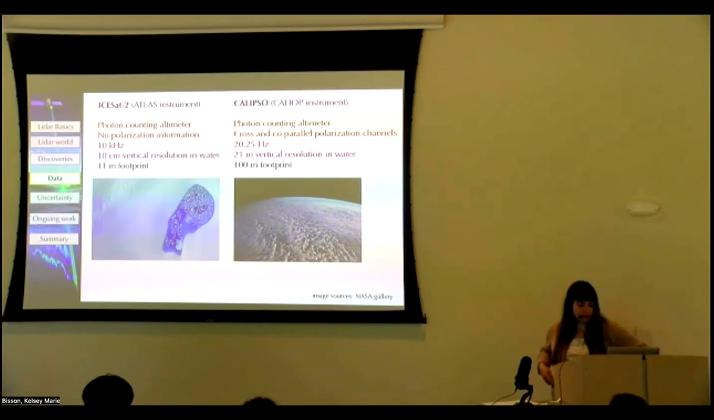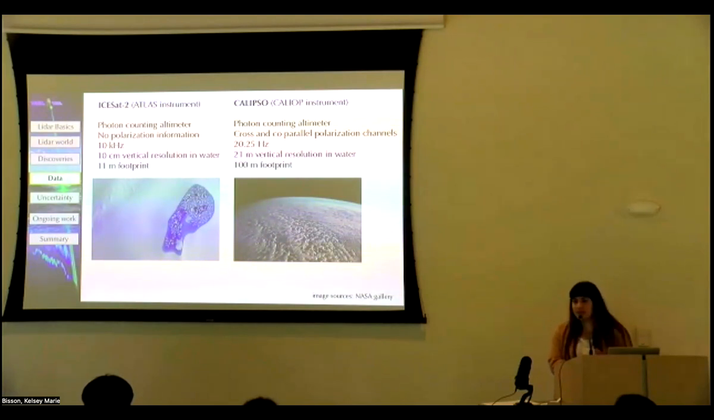In contrast, CALIPSO, which has the CALIOP instrument on board, is also a photon counting altimeter, but it has a bit more accessories, including a cross polarization channel. And it's much lower frequency and magnitude. You can compare 10 kilohertz to 20 hertz. So the signal is definitely weaker in that sense, yielding a 21-meter vertical resolution signal in water, 30-meter resolution in air. It also has, in contrast, a 100-meter footprint, and it was designed to study clouds.